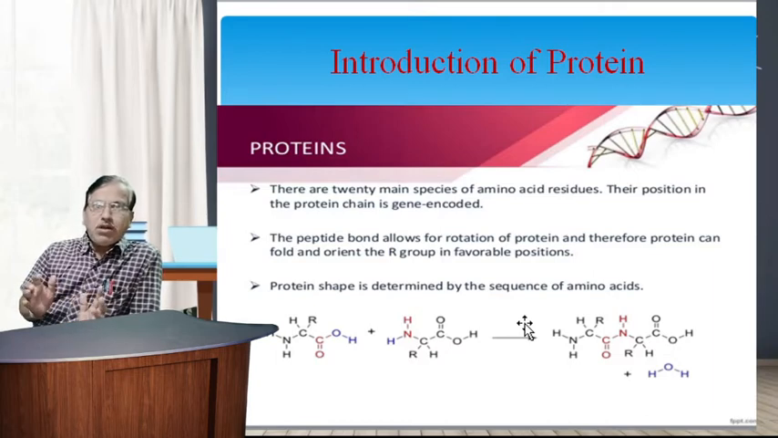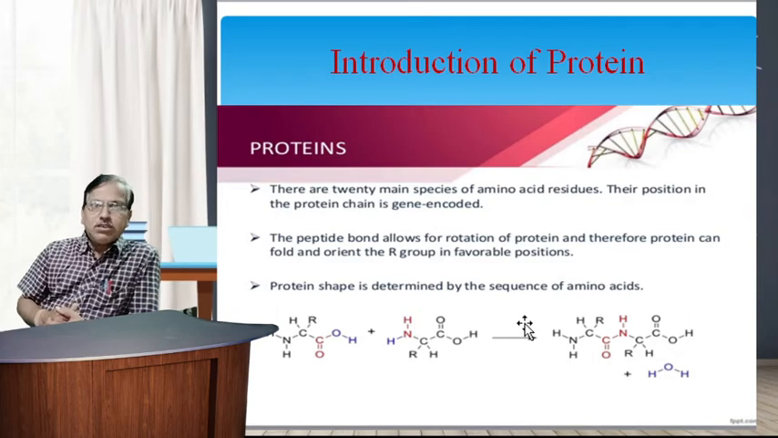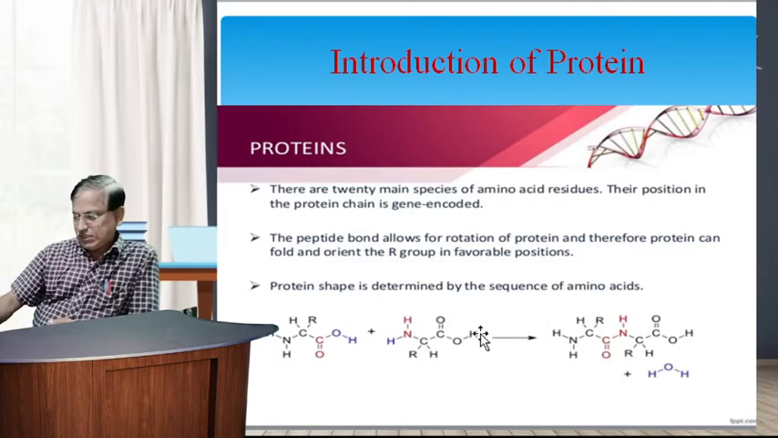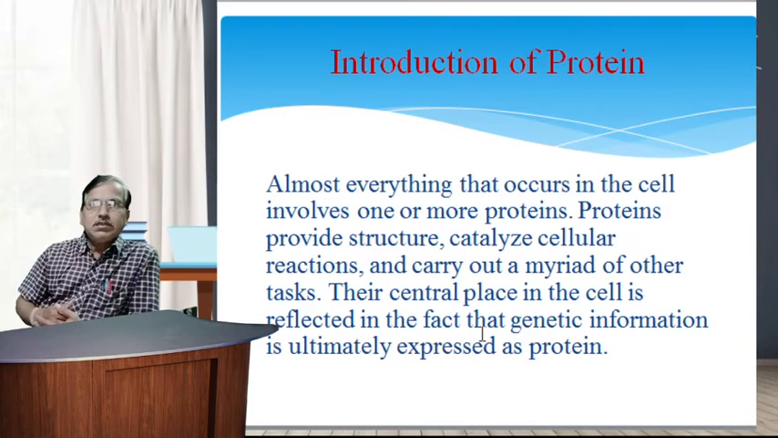The peptide bond allows for rotation of the protein, and therefore the protein can fold and orient the R groups into favorable positions. Protein shape is determined by the sequence of the amino acids. This is a schematic representation.